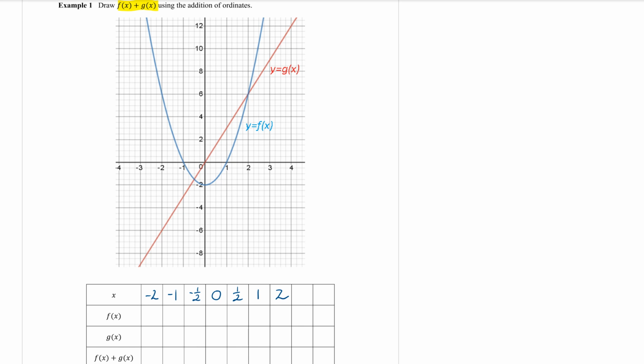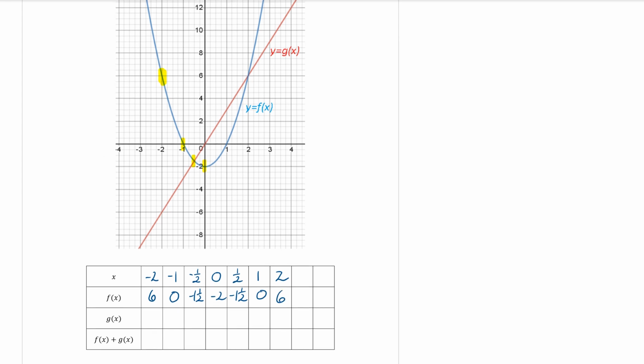Now for f of x, we're just going to go across using that blue graph, and we want to read off the y values when x is -2. So when x is -2, the y value for f of x is here at 6. At -1, oh, it's right on the axis there, y would be equal to 0. At -1/2, we're at this point here, which would be about -1.5. At 0, the y value is -2. At +1/2, well, this is a parabola, this is going to be symmetrical. So at +1/2, we're going to be at -1.5 again. At 1, we're at 0. And at 2, we are at 6.